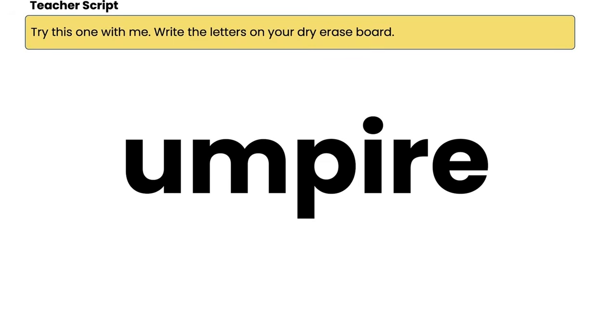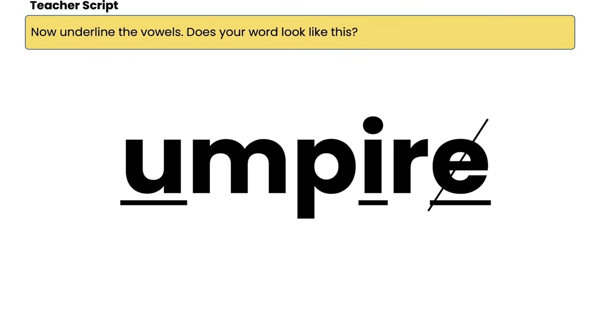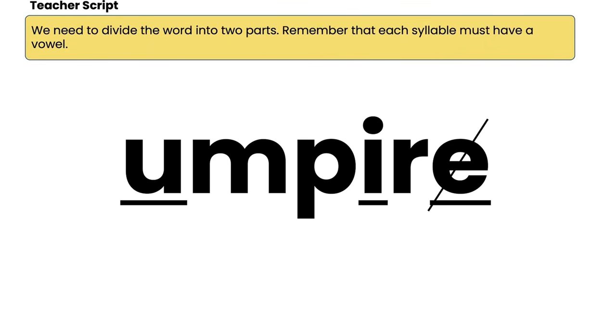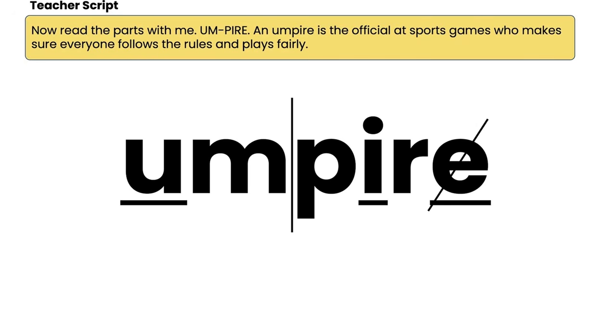Homesick. Try this one with me. Write the letters on your dry erase board. Now, underline the vowels. Does your word look like this? We need to divide the word into 2 parts. Remember, each syllable must have a vowel. Let's divide between the consonants. Now read the parts with me. Umpire. An umpire is the official at sports games who makes sure everyone follows the rules and plays fairly.